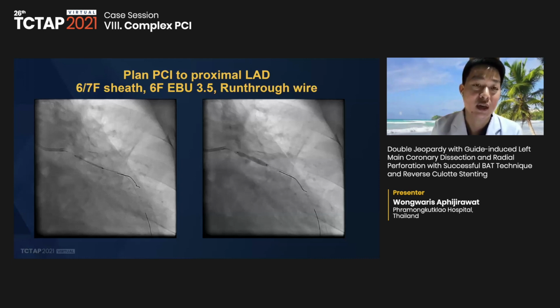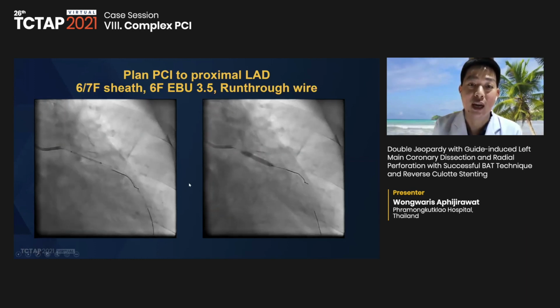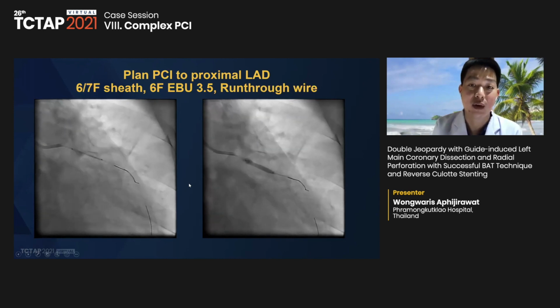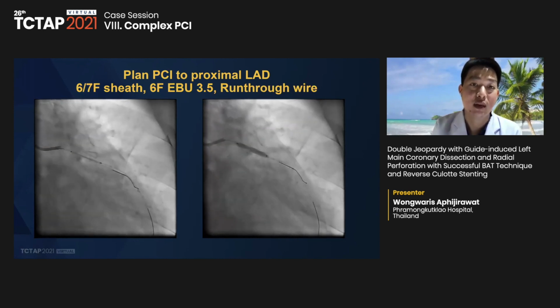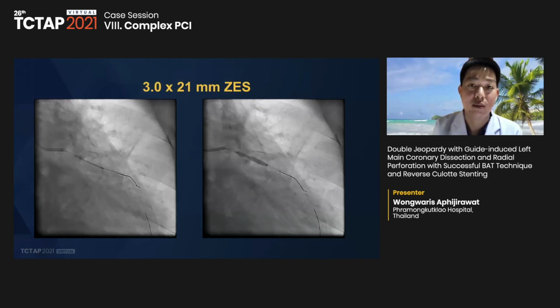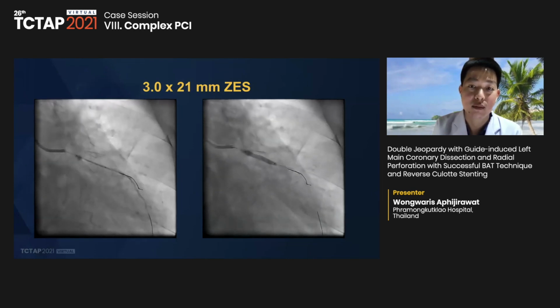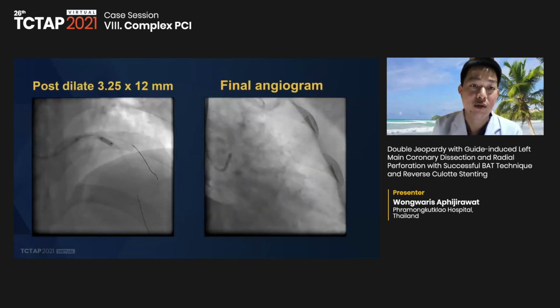This is not my routine approach, because the 5 and 6 French sheaths had run out of stock. So we used the EBU 3.5 guide and ran a wire in the LAD and a retrograde wire to save the diagonal one. We placed a 3.0 by 21 millimeter stent at the proximal LAD and post-dilated with a 3.25 by 12 millimeter balloon, and the procedure was done without difficulty.